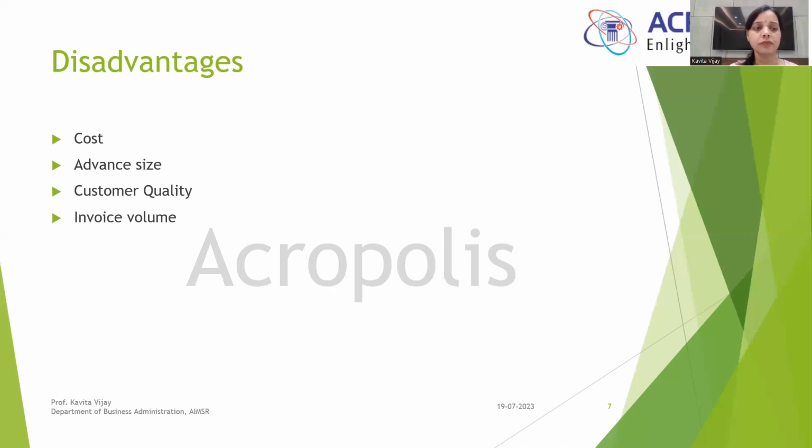Next is invoice volume. For businesses that are running at a small scale, the volume of invoices is small. In that case, it is again very difficult to find a factor who can finance such a small amount. So these are the disadvantages for the company.